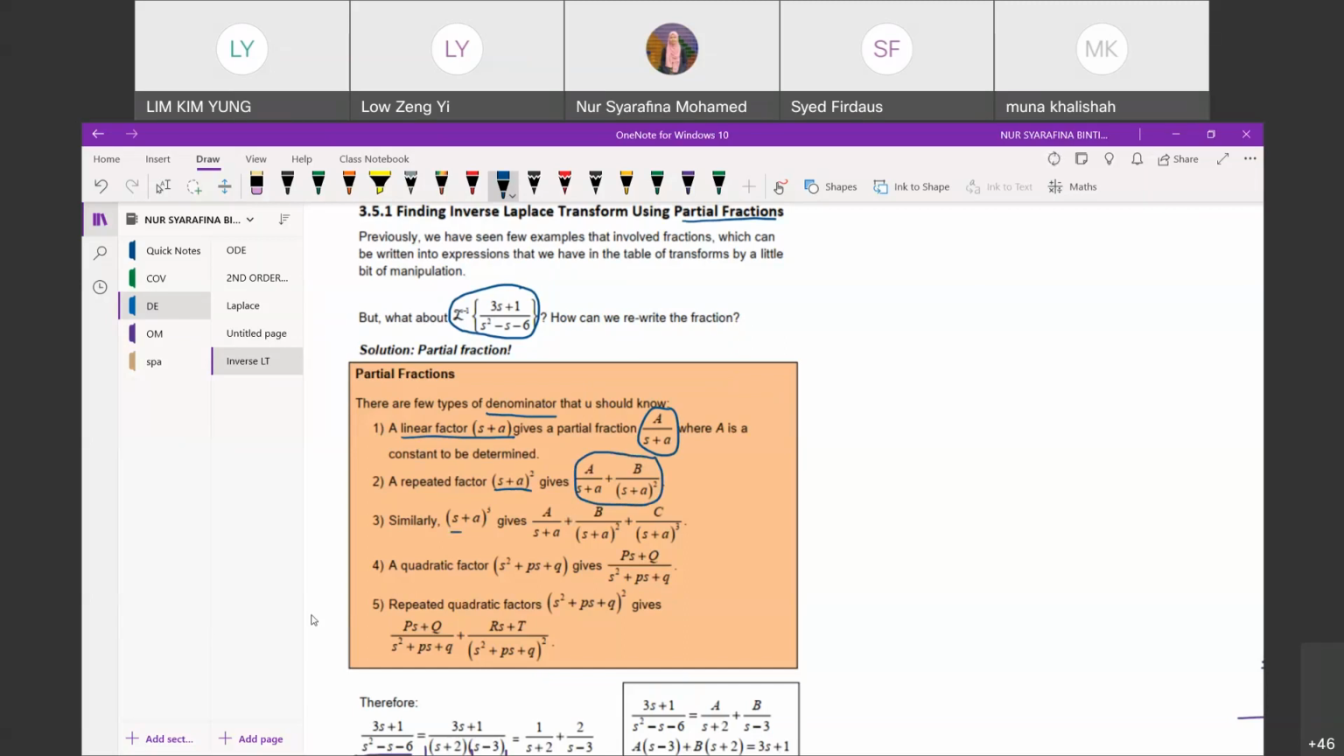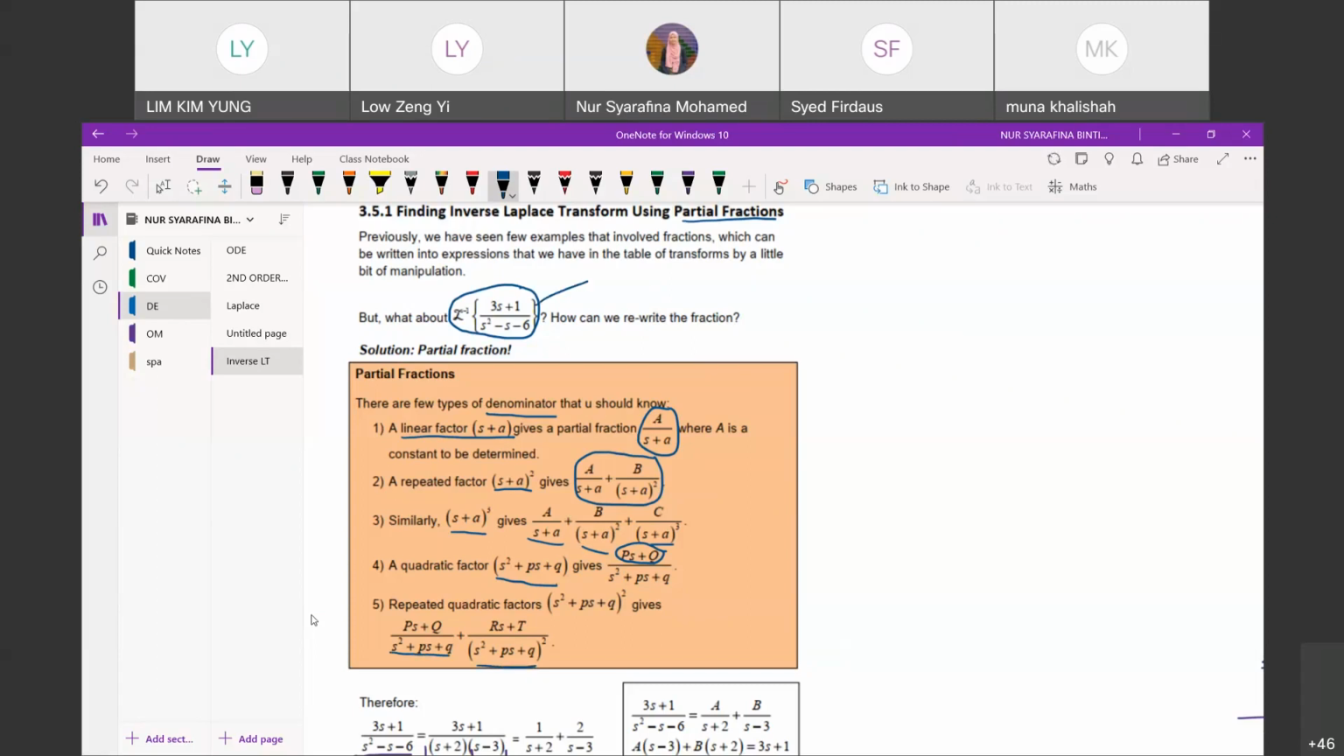Same with up to cubic. We have up to C over s plus a cubed, so we repeat about 3 times. And then when the denominator is a quadratic, then the numerator is a linear. And when the quadratic denominator is in terms of power 2, power 3, it is a repeated factor, then you just can apply the repeated denominator.